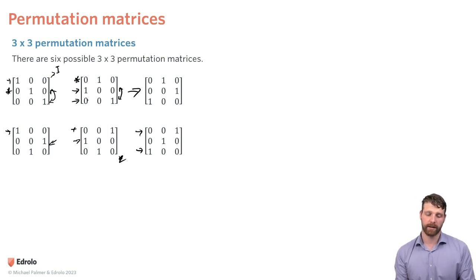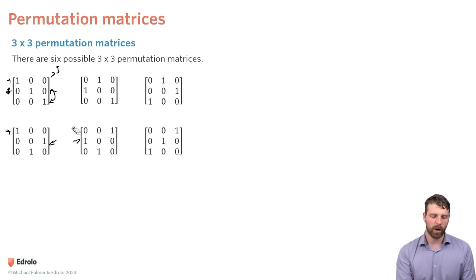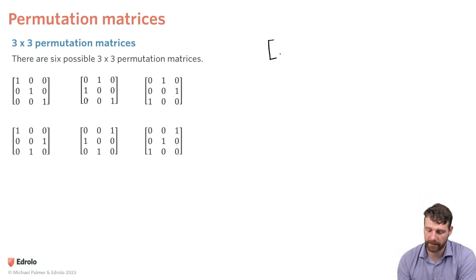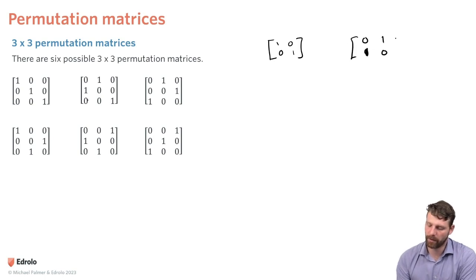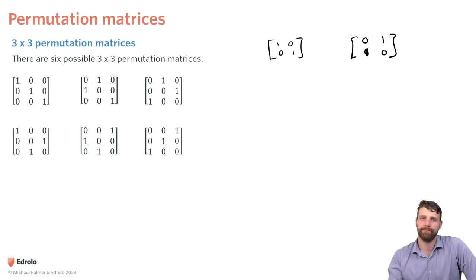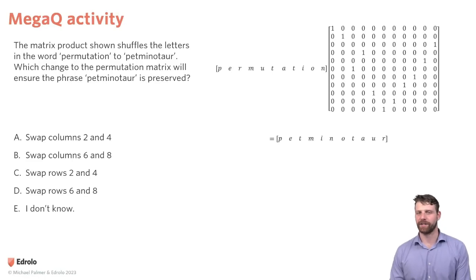You might like to try the exercise of finding all the 4 by 4 permutation matrices. And while we're here, we might as well just look at the 2 by 2 permutation matrices that we can have. And actually, not very interesting, we can have the identity matrix, which doesn't do anything, or we can have 0, 1, 1, 0. And what that does is just switches the rows or switches the columns. And that's it. Cool.